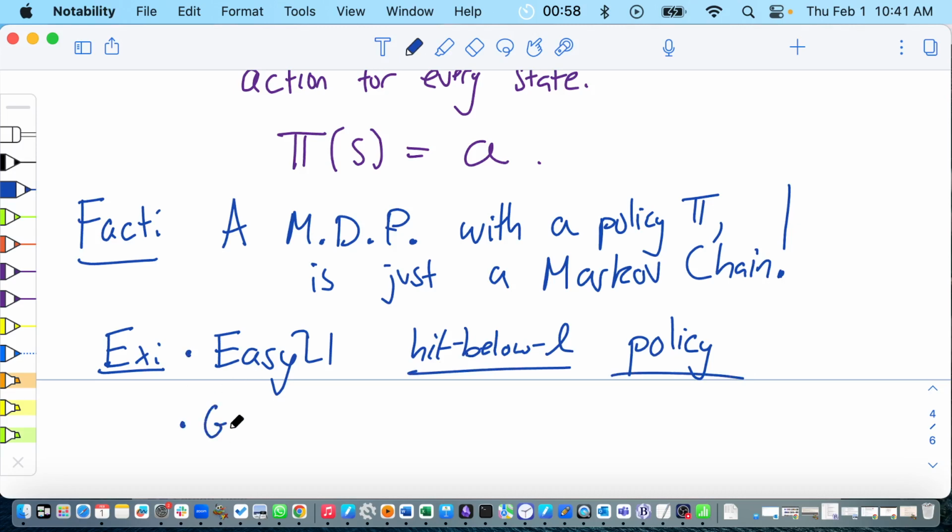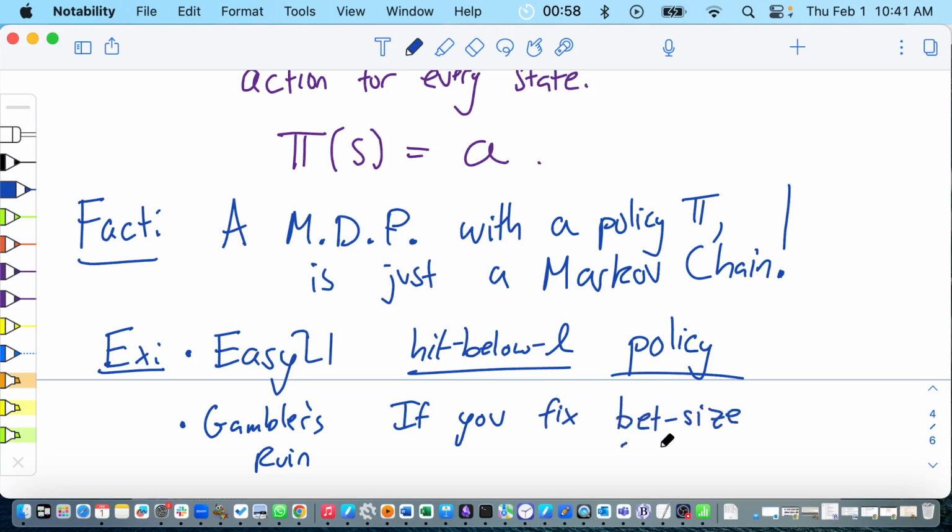For the gambler's ruin, if you fix the betting vector, the bet sizes, that's a policy. As you know, gamblers are very disciplined people. So when they walk into a casino, they have a little piece of paper. They're like, I'm going to bet exactly this in this situation. They never make it up as they go. And so once they've written down their piece of paper with exactly how much they'll bet in what situations, that's just a Markov chain. There's no decisions left to make. All the decisions are preordained by the piece of paper they brought into the casino.